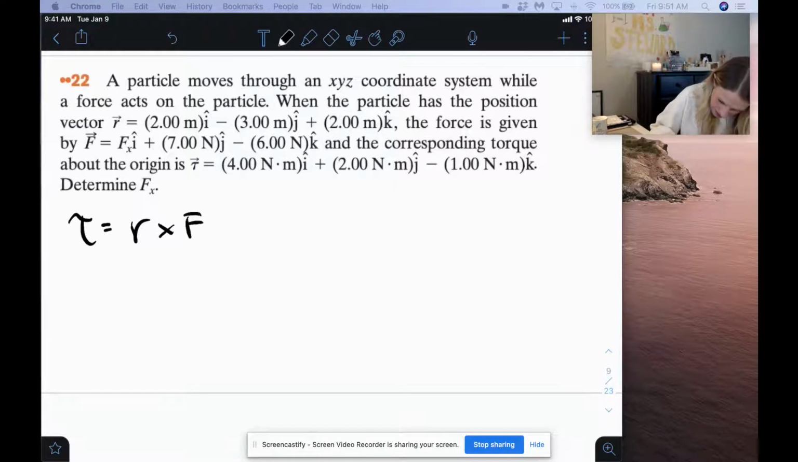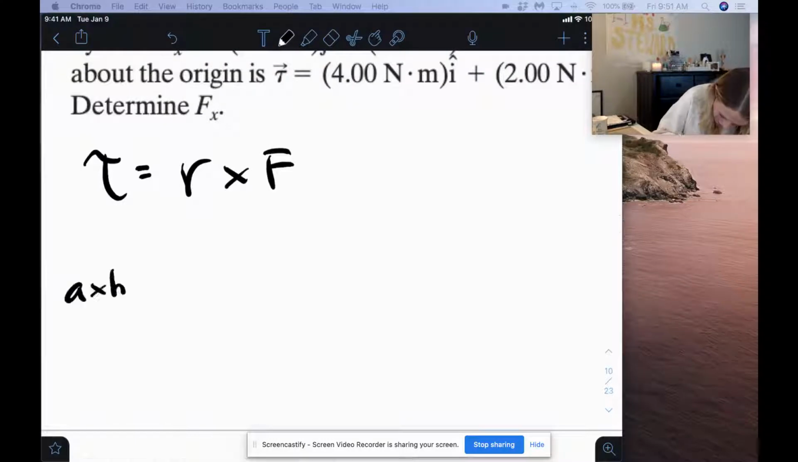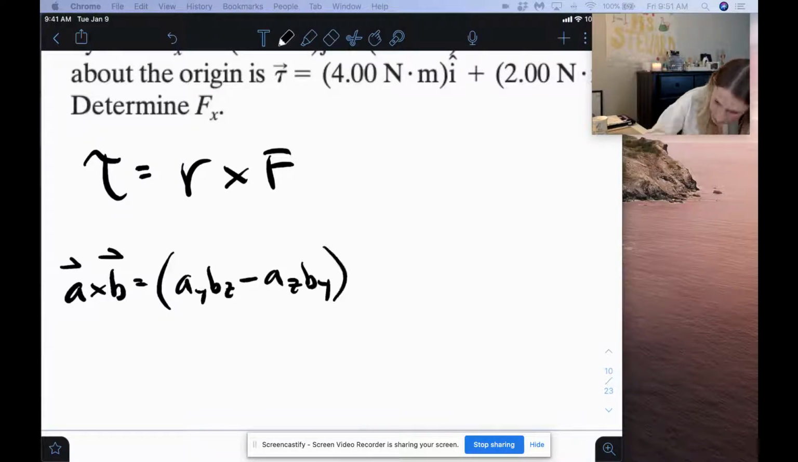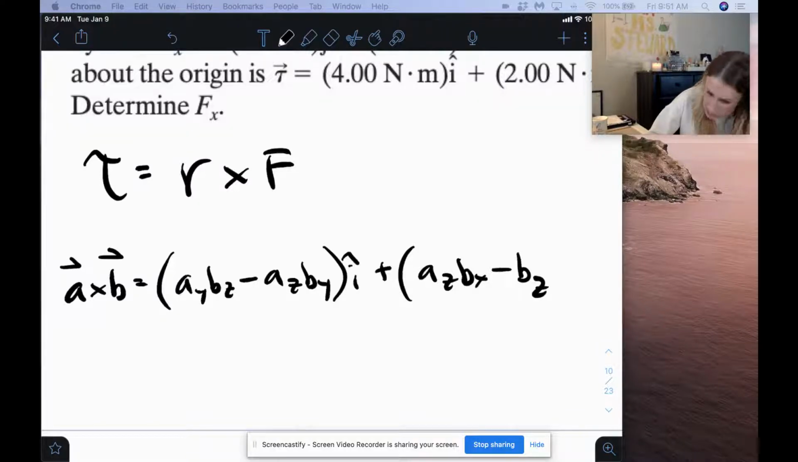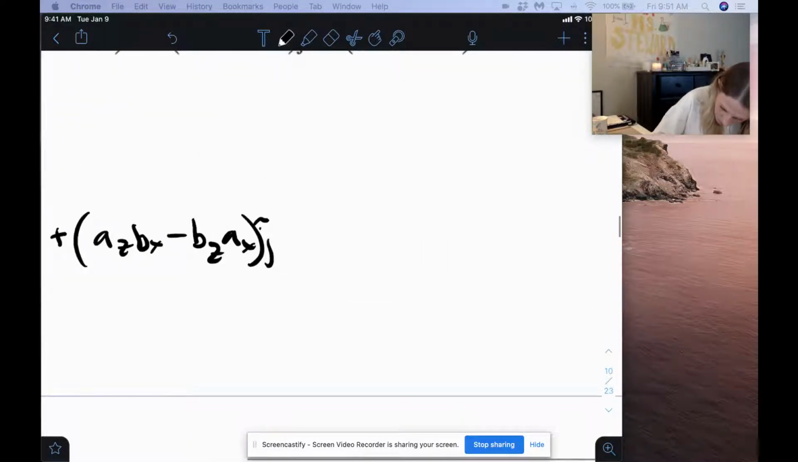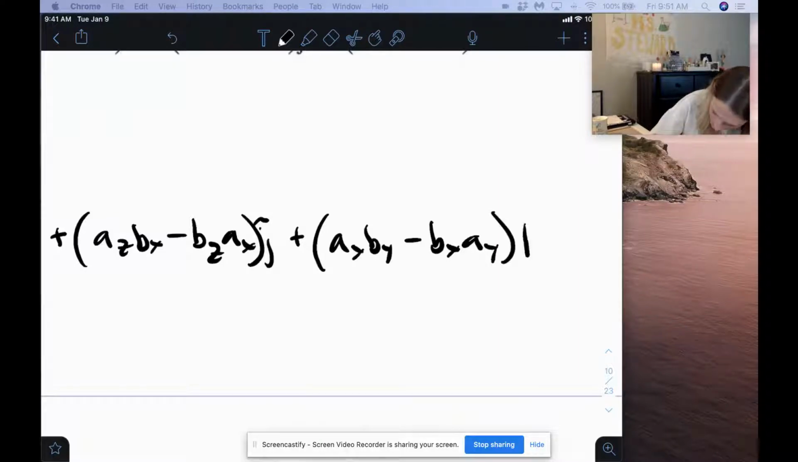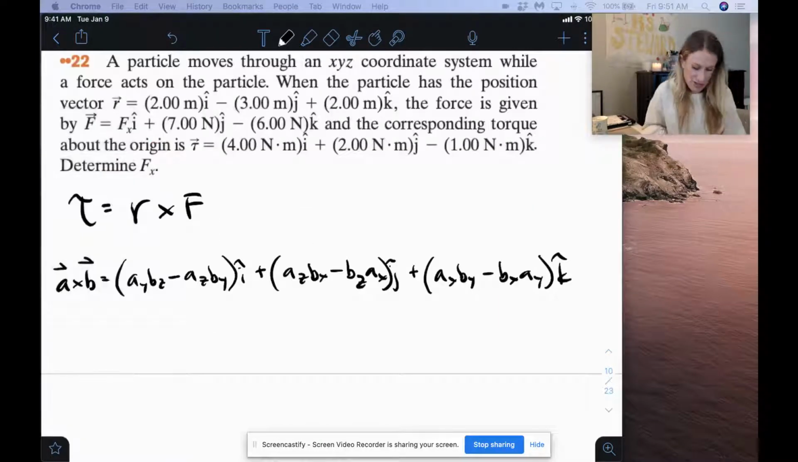So from that page 53, we get that A cross B, our cross product, is equal to (AY BZ minus AZ BY) I hat, plus (AZ BX minus BZ AX) J hat, plus (AX BY minus BX AY) K hat. So that's from page 53 of our book.